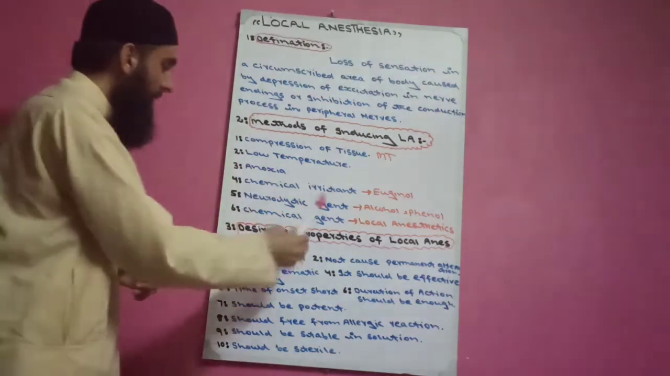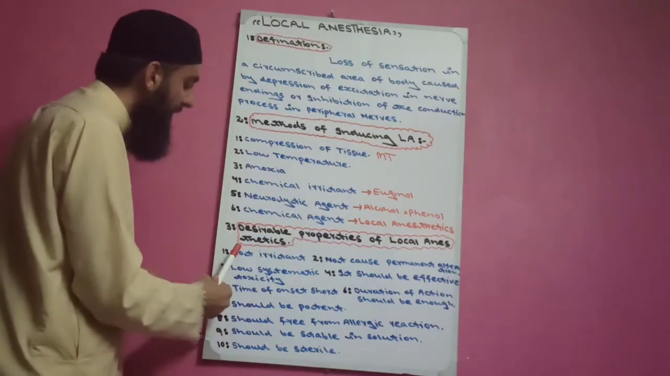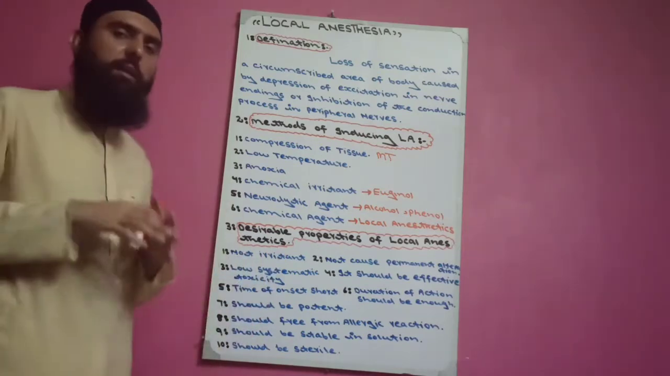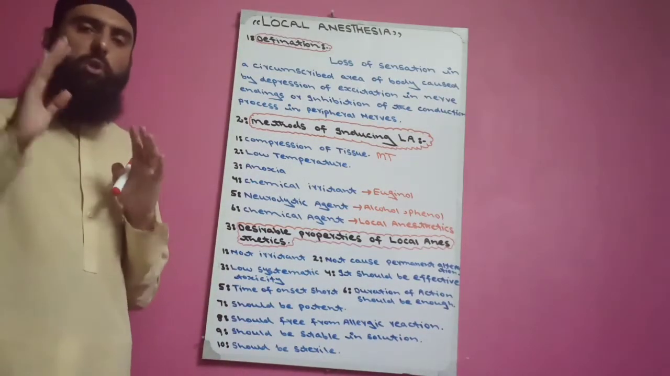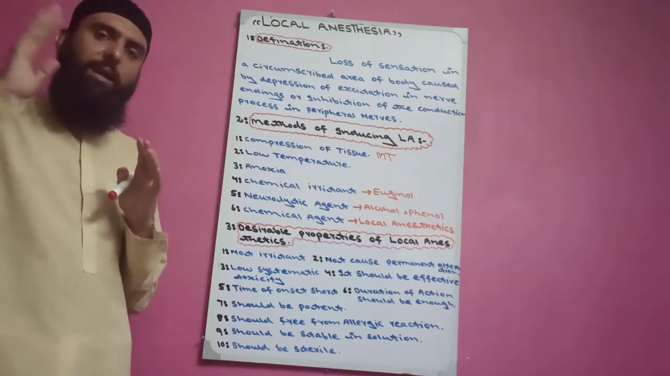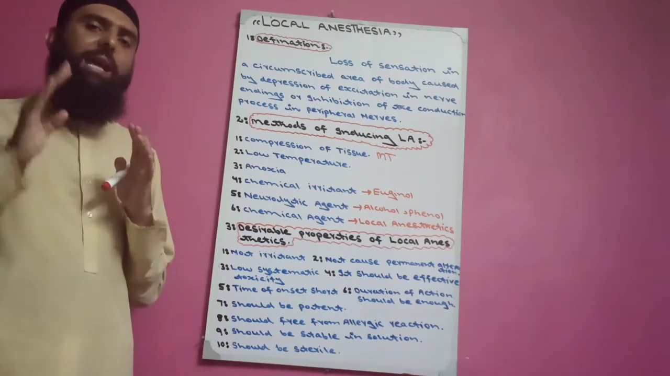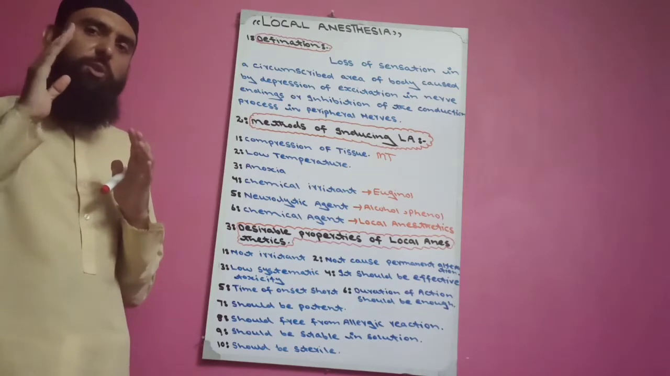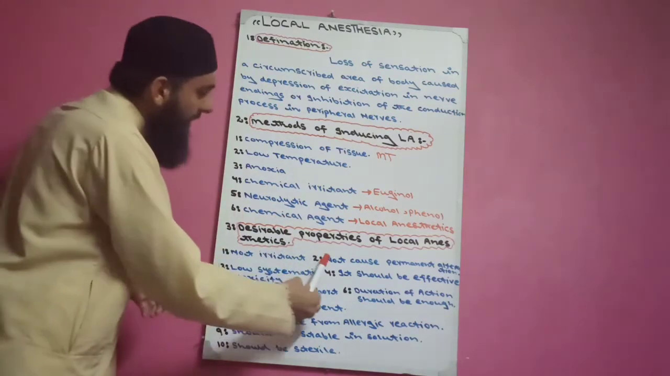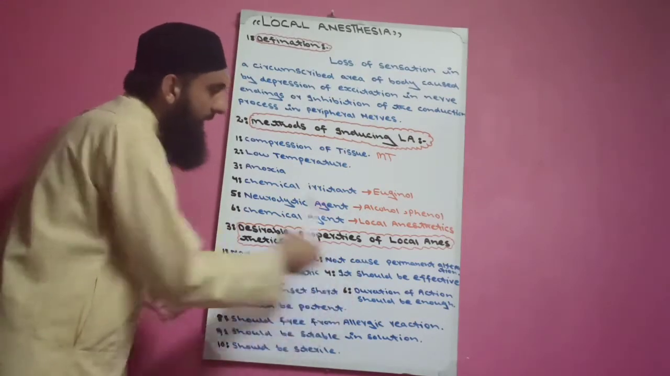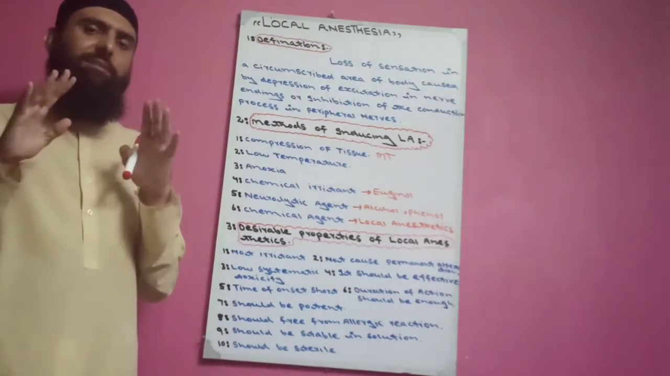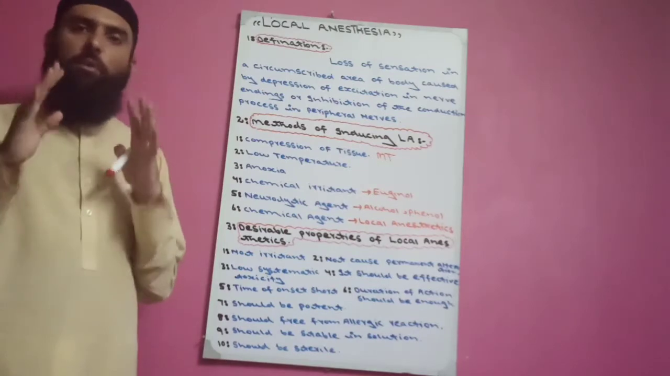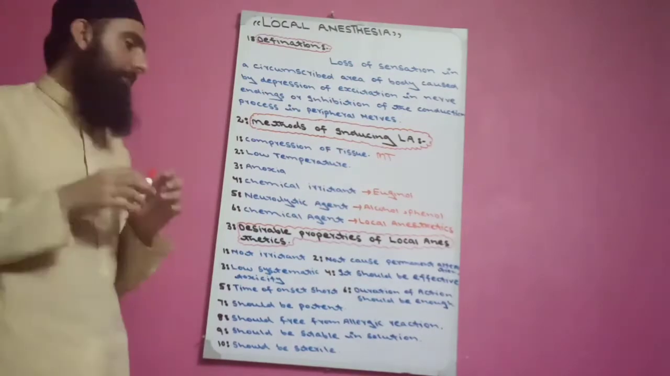The first desirable property of local anesthetics is that it should not be irritant. The local anesthetic should not be irritant to the tissue, either when we use it topically on tissue or when we inject it inside the tissue. The second desirable property is it should not cause permanent alteration, meaning it should not cause permanent alteration in the neuron, like alcohol.